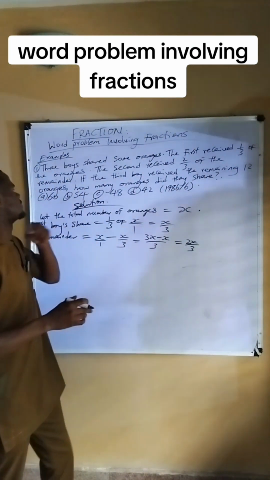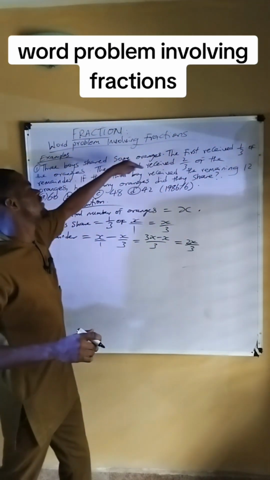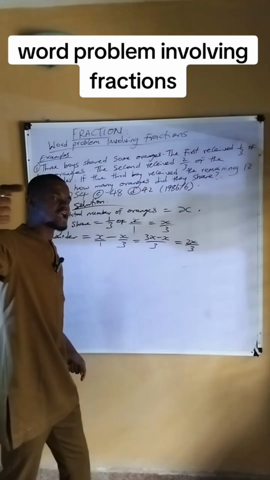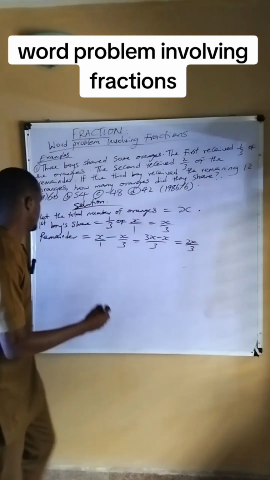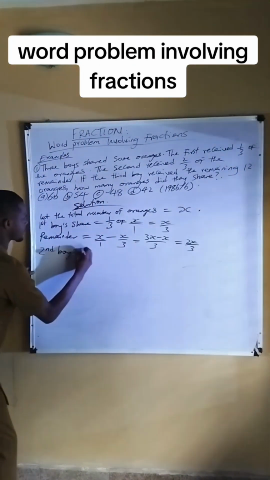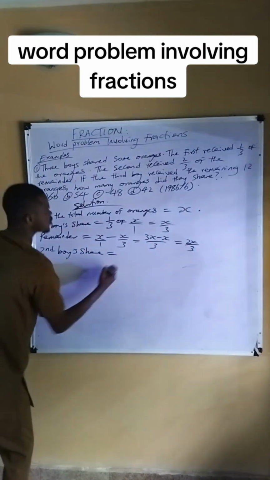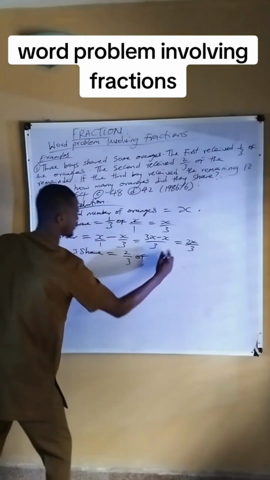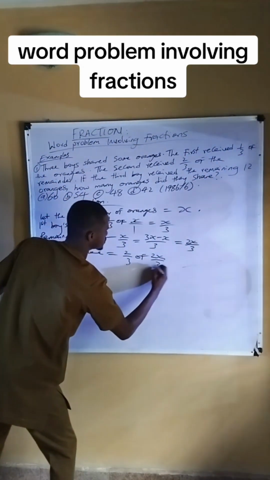But they said the second received 2/3 of the remainder, of this remainder. The second boy received 2/3 of it. That means the second boy's share is equal to 2 all over 3 of the remainder. What's the remainder? 2S all over 3.